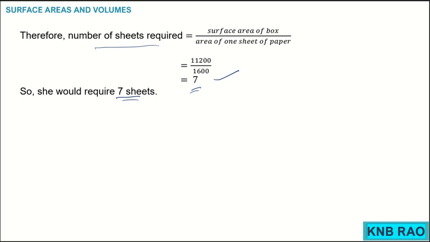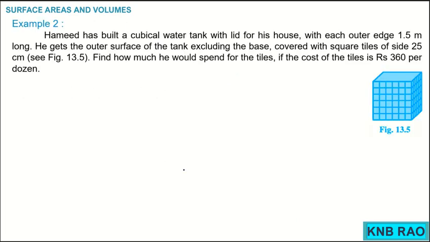Now moving on to example number 2. Here, Hamid has built a cubical water tank. That means it's a cube shape with a lid for his house, with each outer edge 1.5 meters long. That means here the length of this edge is 1.5 meters.